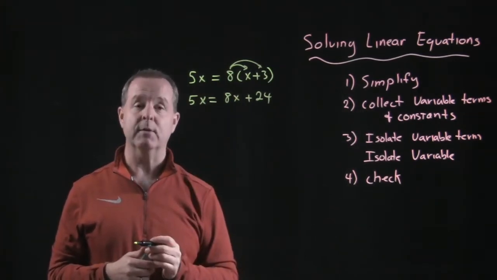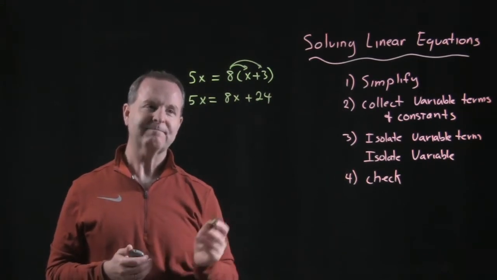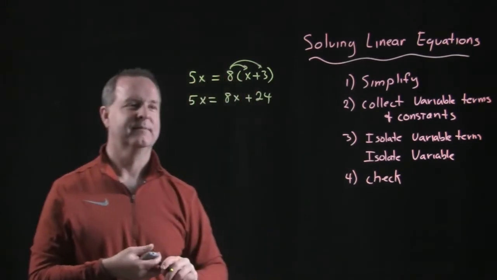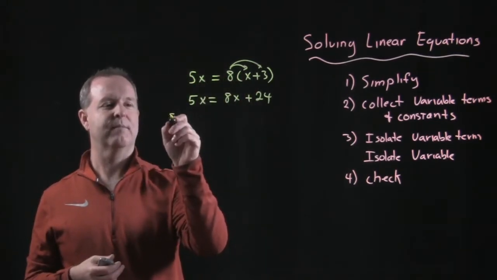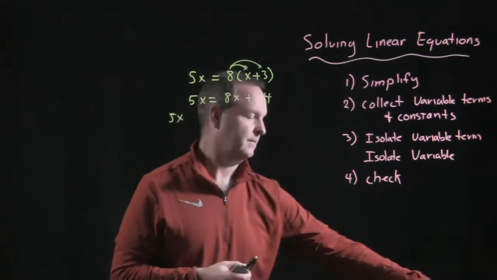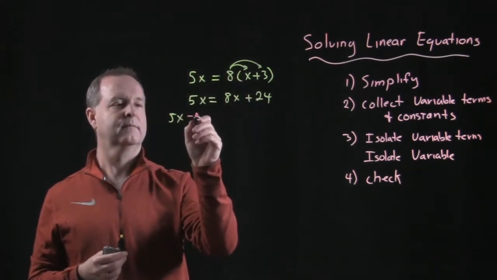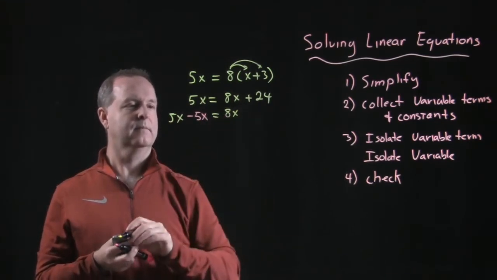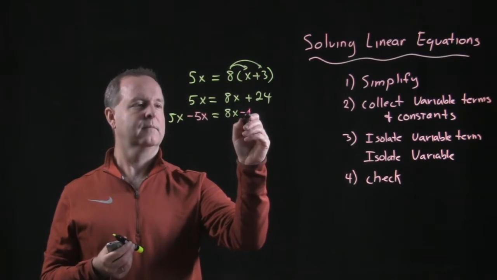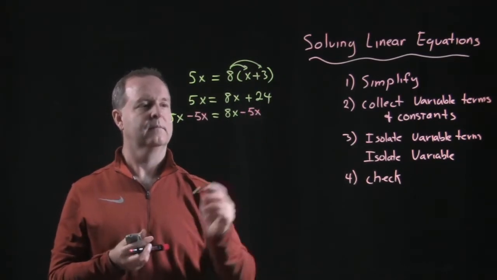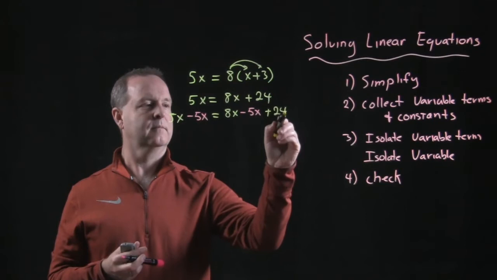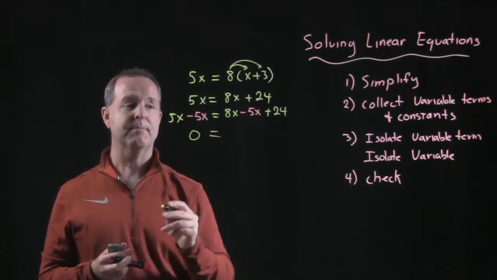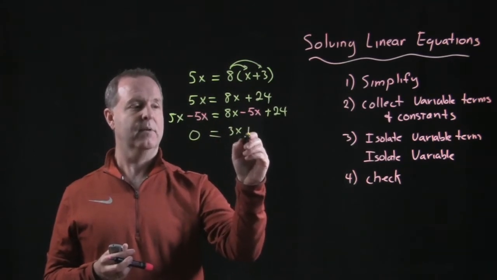I want to collect the variable terms on one side. Watch what's going to happen here. This would be kind of interesting. Let's add, or let's subtract 5x from both sides. 5x minus 5x is 0. On the right side, 8x minus 5x is a 3x plus a 24.